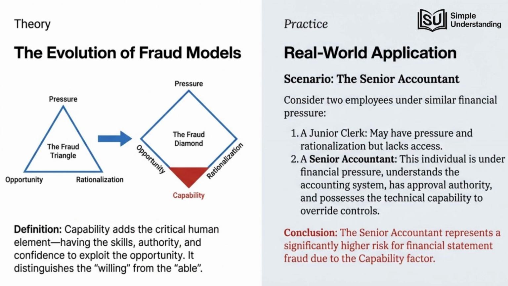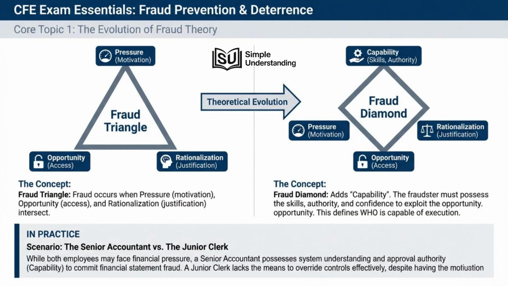The fraud triangle explains that fraud occurs when 3 elements exist: pressure, opportunity, and rationalization. The fraud diamond adds a 4th element, capability, meaning the fraudster must also have the skills, authority, and confidence to exploit the opportunity. The CFE exam frequently tests this comparison because it explains not only why fraud happens, but who is most capable of committing it.